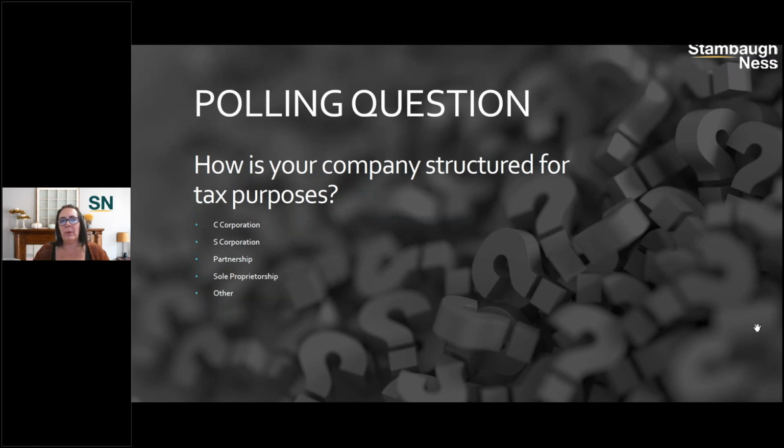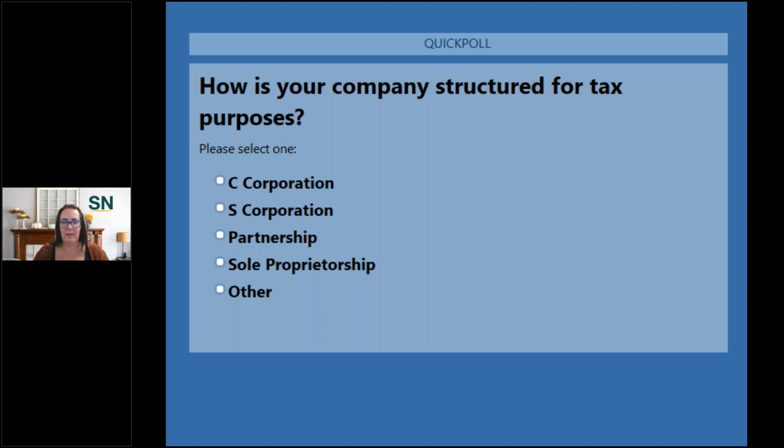I'm going to hit on a polling question here, so I'll read it out. How is your company structured for tax purposes? Are you a C corporation, S corporation, partnership, sole proprietorship, or other? I'll hand it over to you, Kaylee.